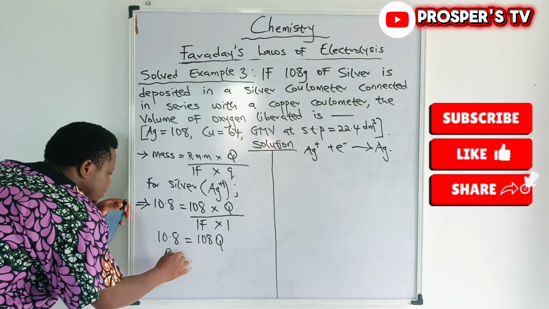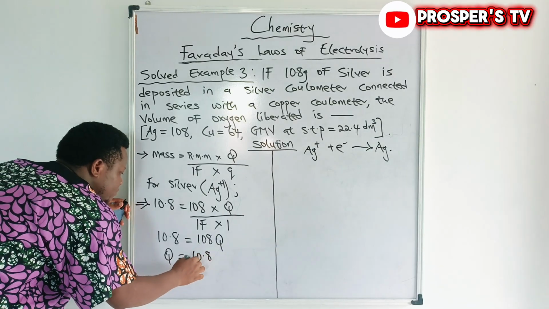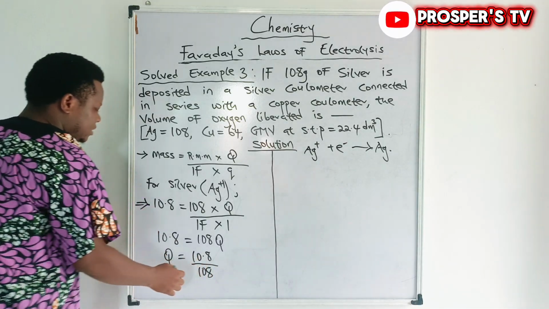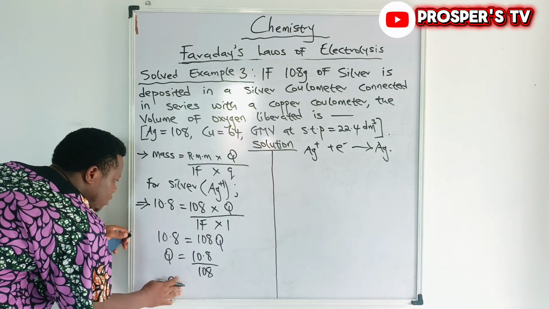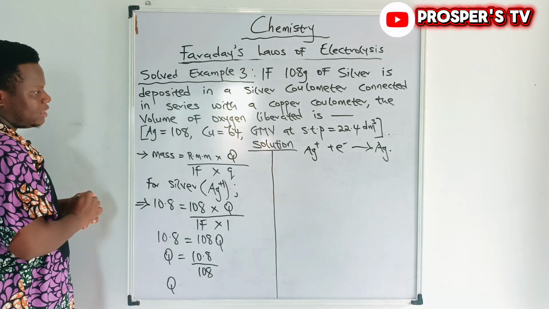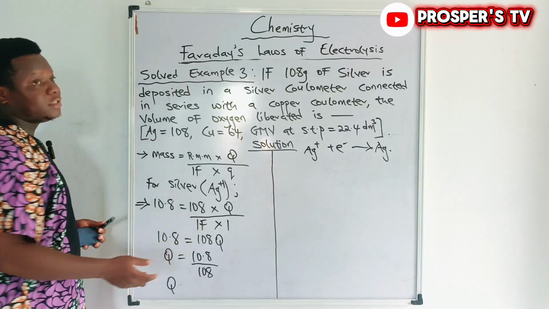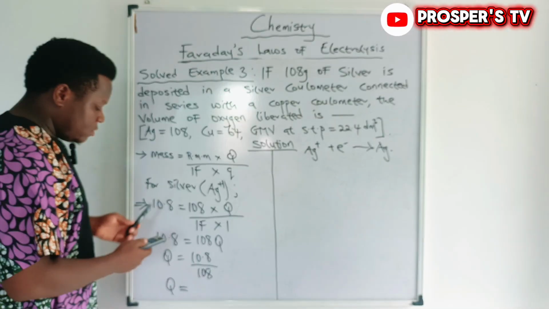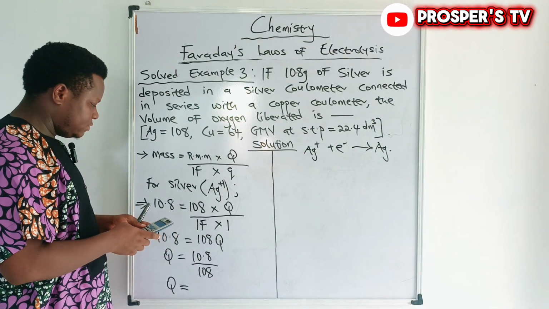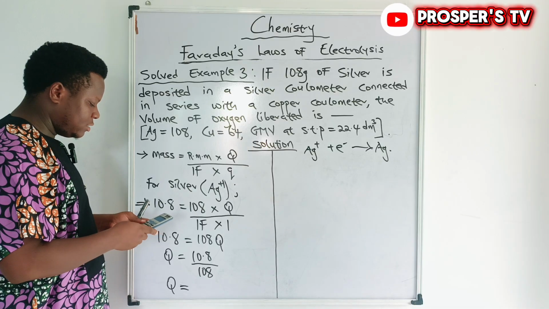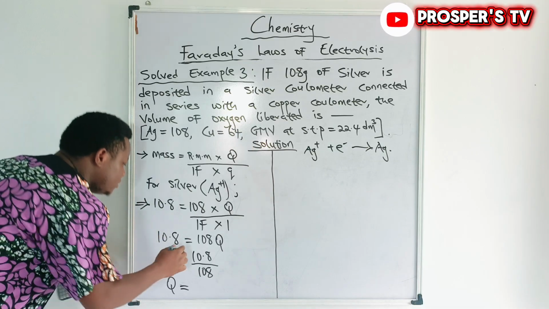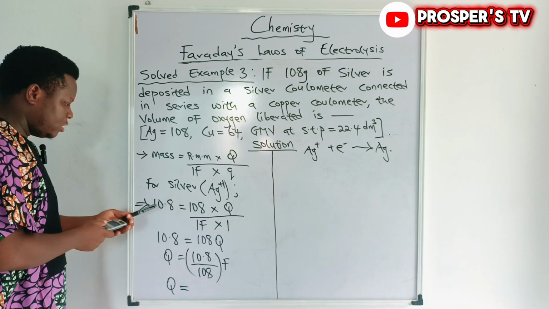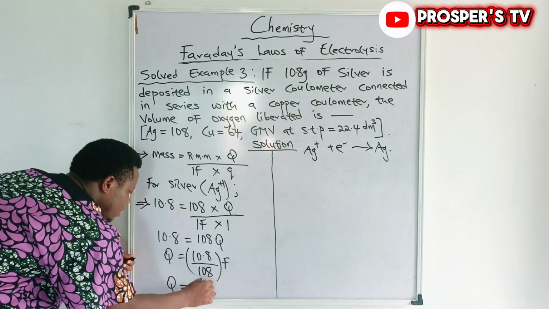We divide both sides, so Q is going to be 10.8 divided by 108. Take note, if you so much like, you can actually convert this to 96,500, but I feel you will still have the same answer. Let's see how it goes. 10.8 divided by 108 gives me 0.1 farad. So if you punch that, we have 0.1 farad.